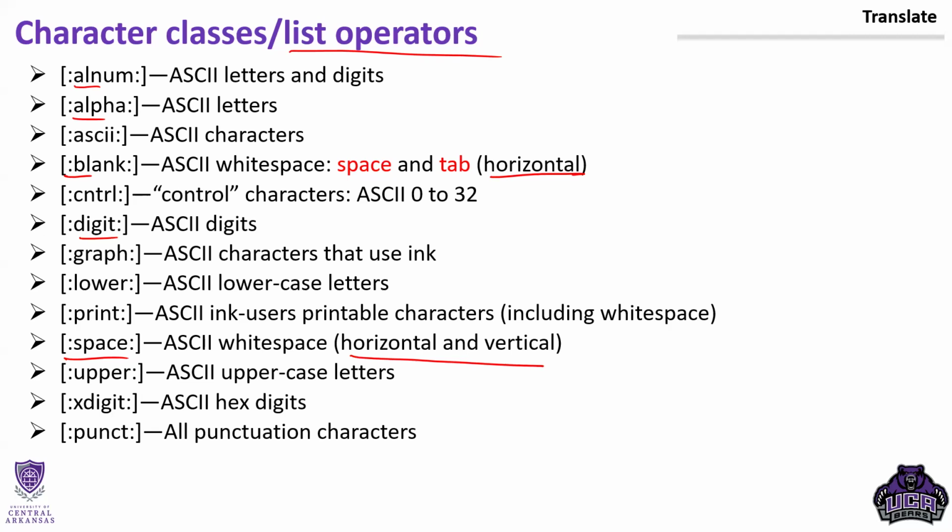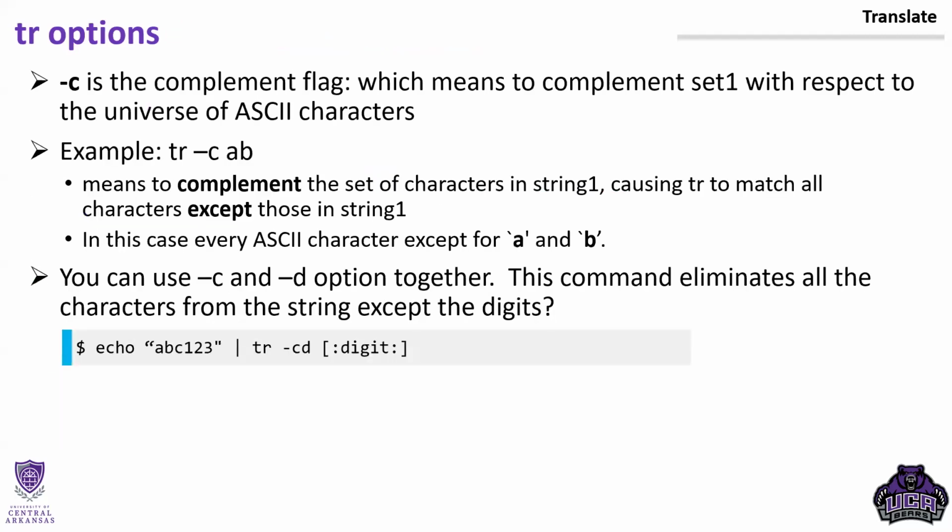Of course, then we have digit, so it's just all the digits. And then these two are really powerful right here, the upper and lower. If you use that with translate, you could search for all lower characters in a string and then just change them to uppercase. I would say those are probably the ones you would use the most out of that list.